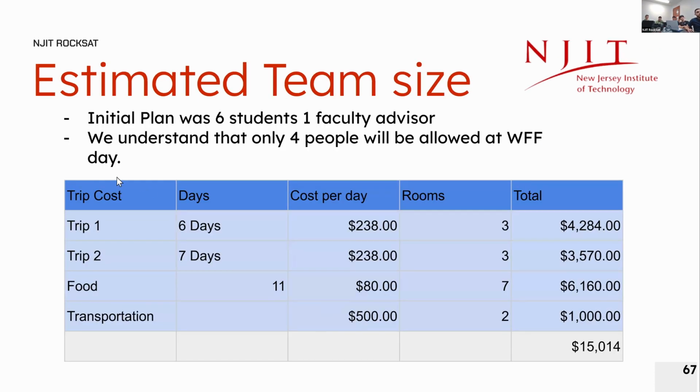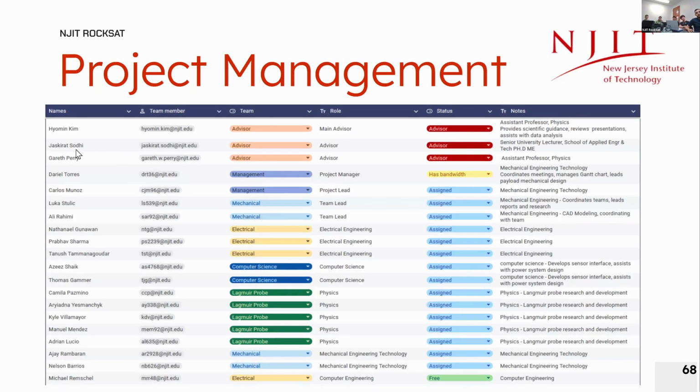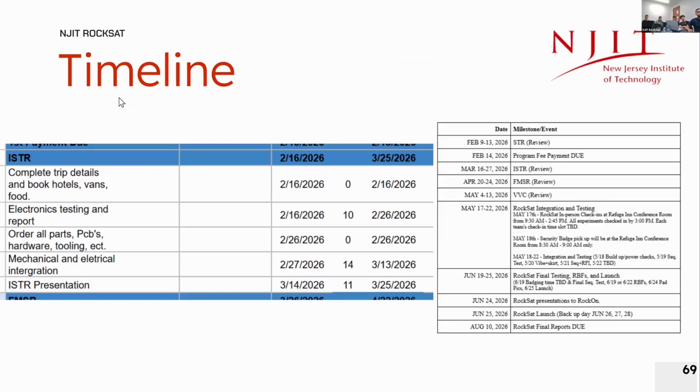And then for the estimated team size, the initial plan was 6 students and 1 faculty advisor, and we understand that only 4 people will be allowed at the Wallops facility per day. And as for project management, this does not change since the STR.